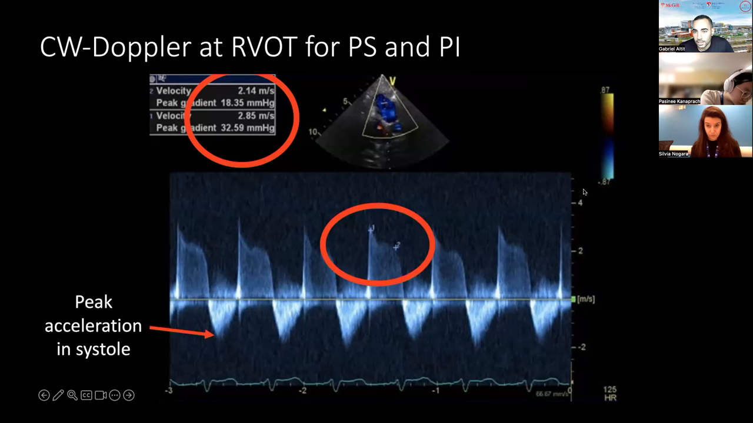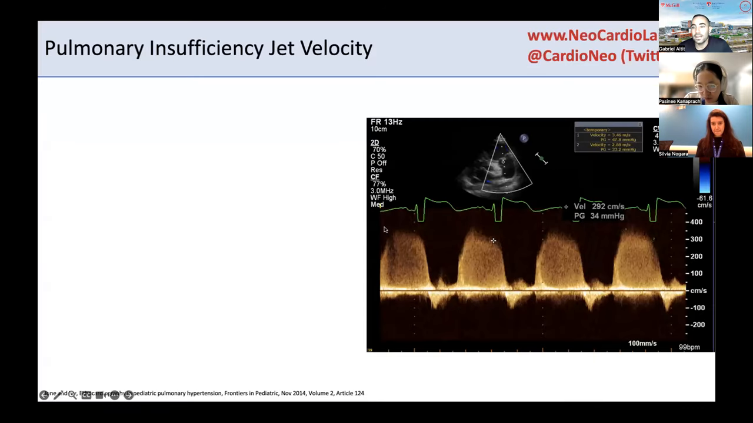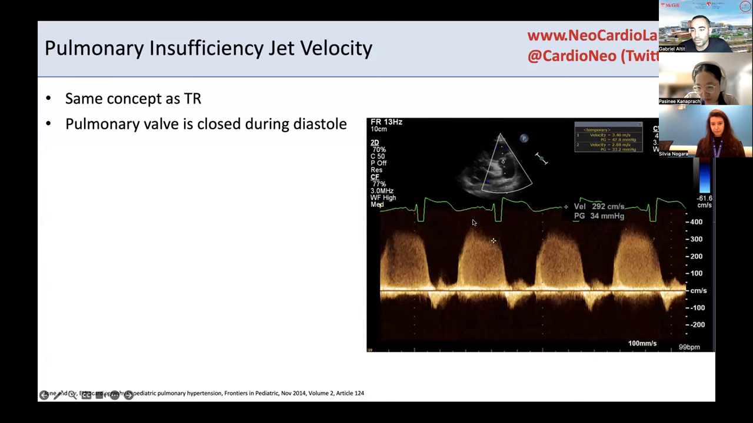So these are the velocities in meters per second. And you can see that the peak of the pulmonary insufficiency is number one here, 2.85 meters per second. And then the end of the pulmonary insufficiency jet is at 2.14. If you use the Bernoulli equation, which is 4V squared, you can translate that into a pressure gradient. In this context, the gradient is from the main pulmonary artery to the RVOT. So it tells you that there's a peak pulmonary insufficiency gradient of 33, and an end gradient of 19. And because this happens in diastole, it informs you on the gradient in diastole.